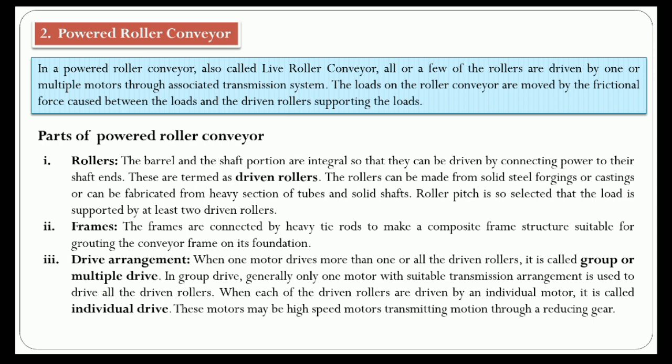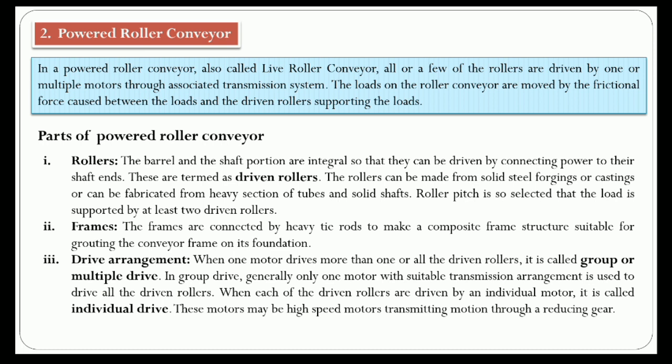In this case, roller pitch is selected in such a way that the load is supported by at least two driven rollers. The next thing is the frame of the powered roller conveyor, which is a very important part, where the rollers are supported at their journals on two different sets of frames at two ends. The frames are connected by heavy tie rods to make a composite frame structure suitable for grouting the conveyor frame on its foundation.